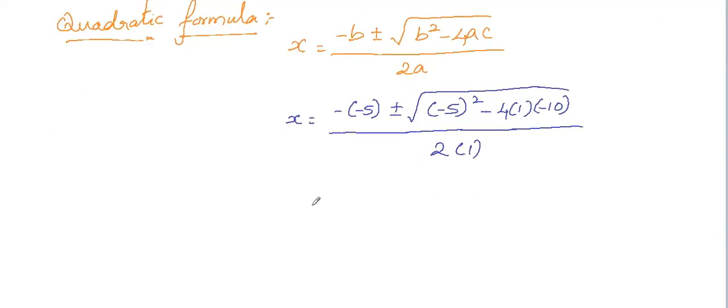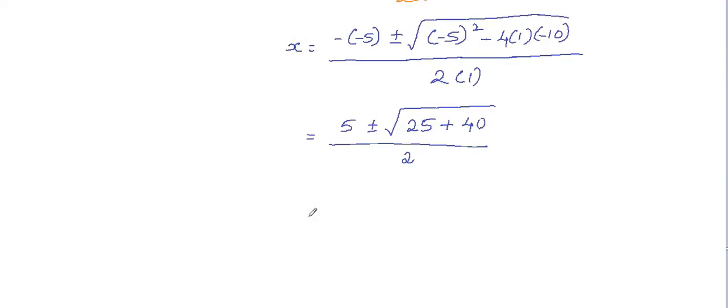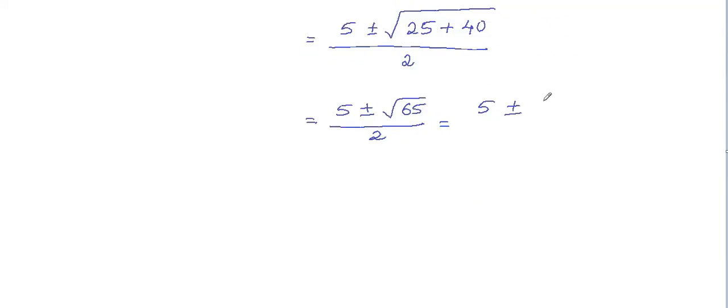So minus of minus 5 becomes plus 5, then plus or minus square root of minus 5 square is 25, and minus 4 times minus 10 is plus 40, divided by 2. So 25 plus 40 can be written as 65, square root of 65. So 5 plus or minus square root 65 by 2. So if you take the square root of 65, we'll get 8.06.